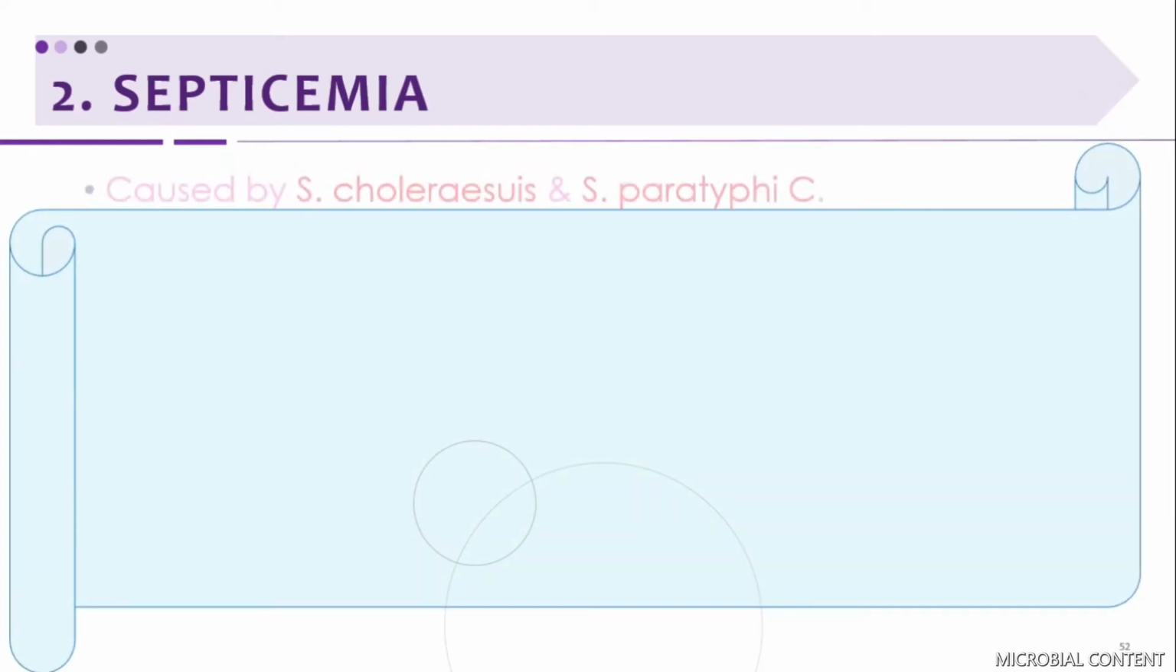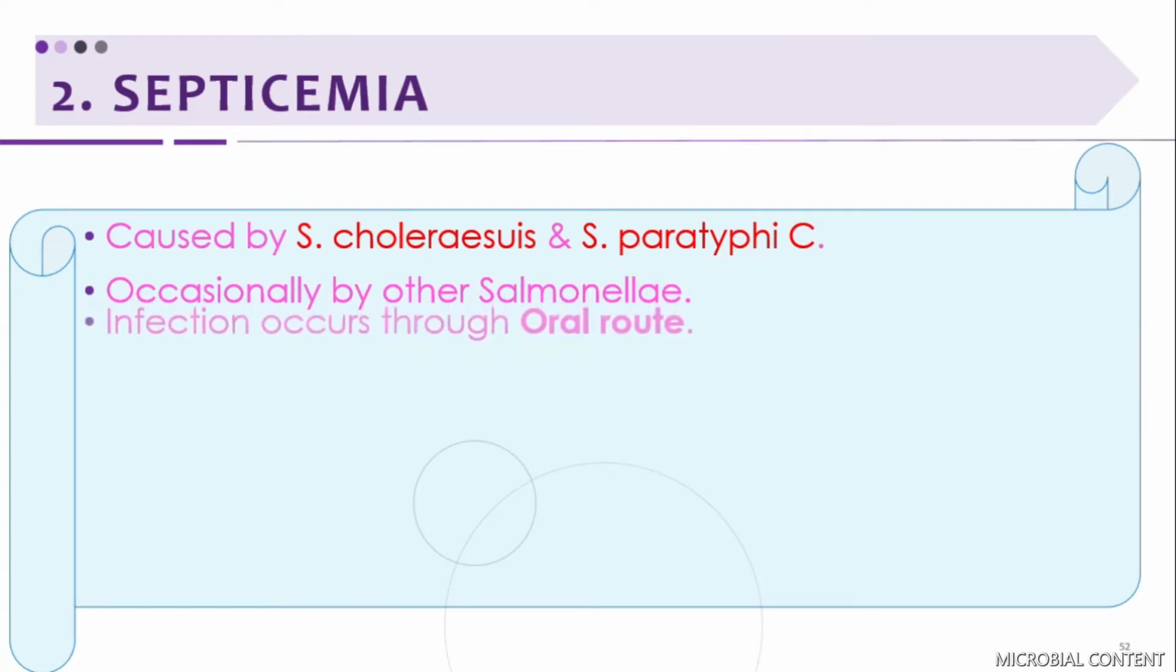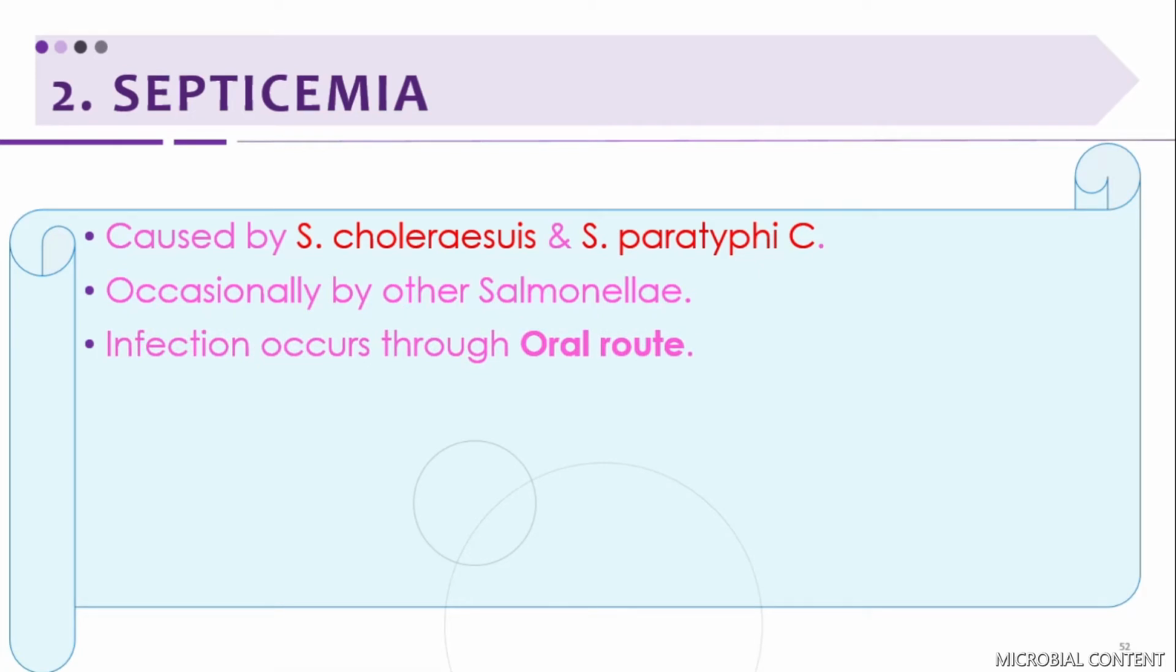As everybody knows, septicemia means the growth and multiplication of microorganisms and production of toxic substances in the blood. We are also aware of bacteremia. The term bacteremia means only the presence of bacteria in the blood. So we already know this basic concept. Among the Salmonella species, mainly Salmonella cholerae suis and Salmonella paratyphi C are responsible for septicemia, which is occasionally caused by other species of Salmonella as well.